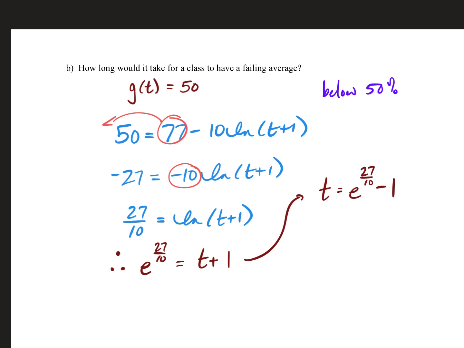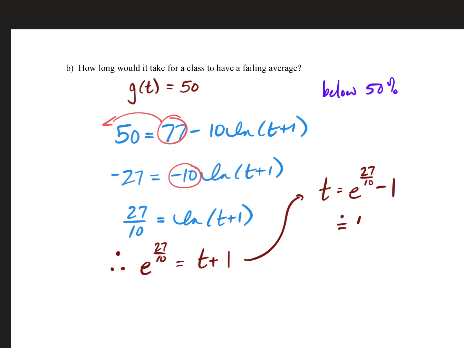Okay, now we're going to do a little bit of button pushing. So we need to find on our calculator our e to the x function. When you find your e to the x, let's get used to being able to punch in a fraction as our exponent. Now we can subtract 1. And I'm going to write down a couple decimal places.